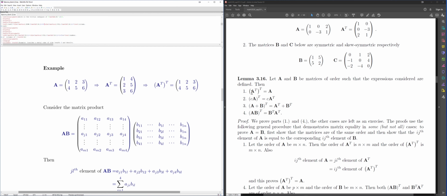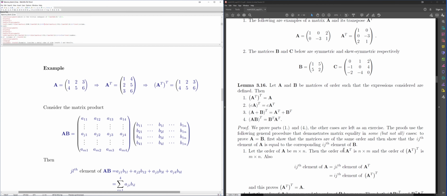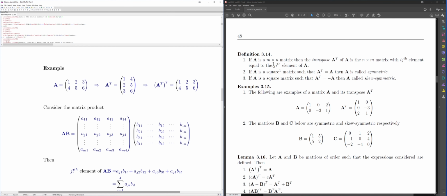So you take the element in any position in A. That is what this is saying right here. You're picking some element in A, and this ijth means that ij could be anything. So you're picking an arbitrary element of the matrix A, but you're keeping track of it, so it's the ijth element. Well, the ijth element of A is the jith element of A transpose, and that comes from your definition of the transpose of a matrix. We saw that already.